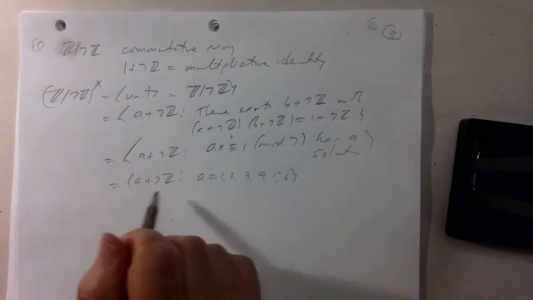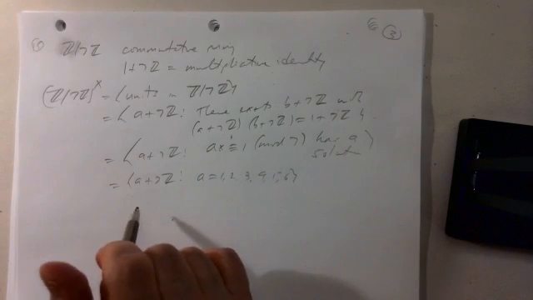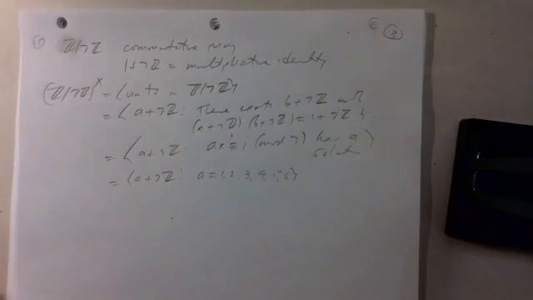So a plus 7Z is the non-zero congruence classes. Oh, okay. No, sorry. I get it. I get it.